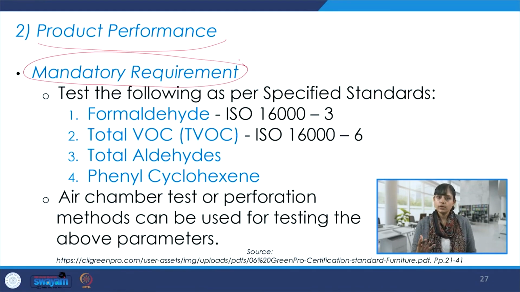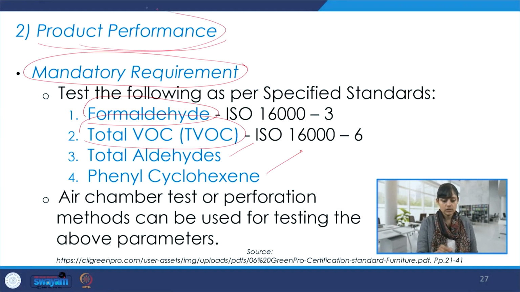So test the following as per specific standards. So formaldehyde, TVOC or total volatile organic compounds, total aldehydes, and then there is phenyl cyclohexene. So there is air chamber test or perforation methods. We could use them for testing the above parameters. And we have to, of course, achieve a certain product performance based on these standards that have been set.